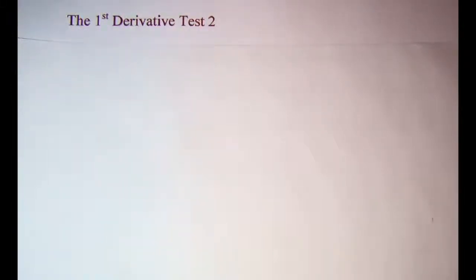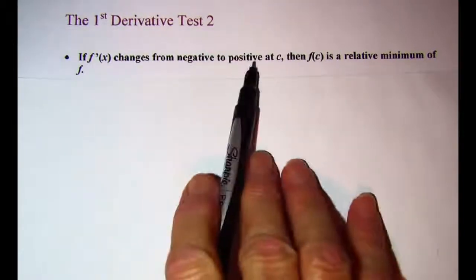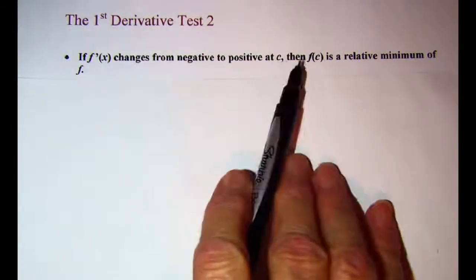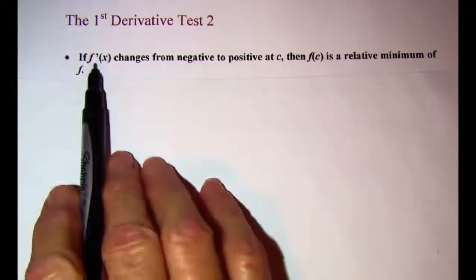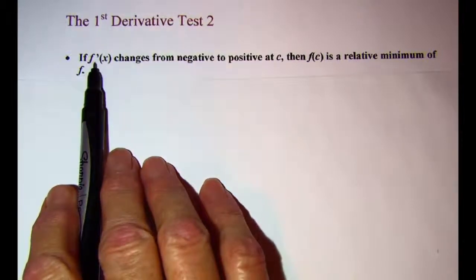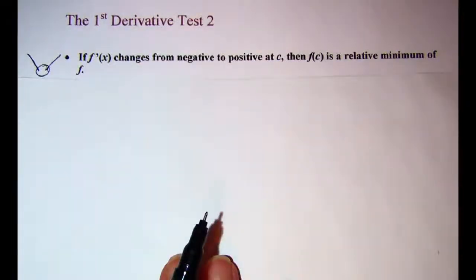In this video, we'll be using the first derivative to find the relative extrema of a function. If the derivative changes from negative to positive at some value c, then f of c is a relative minimum of f. Remember that the derivative is the slope of the tangent line. So if our tangent line has a negative slope, and then it has a positive slope, our value f of c is a relative minimum.